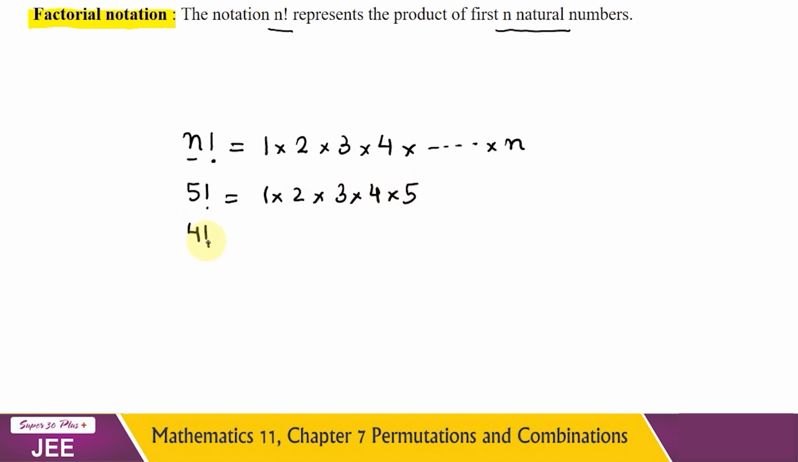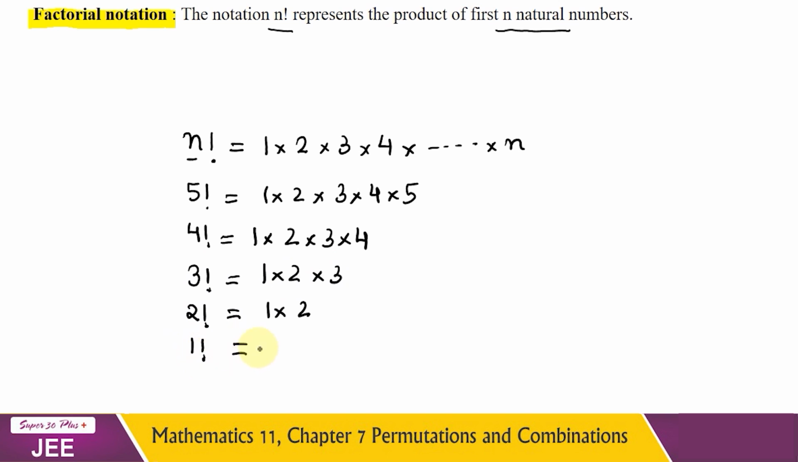For example, 5 factorial is equal to 1 into 2 into 3 into 4 into 5. 4 factorial is equal to 1 into 2 into 3 into 4. 3 factorial is equal to 1 into 2 into 3. 2 factorial will be equal to 1 multiplied by 2, and 1 factorial is equal to 1. Alright, so factorial is denoted by this, and if I write n along with this symbol, then it means factorial n. Alright, and it means the product of first n natural numbers.